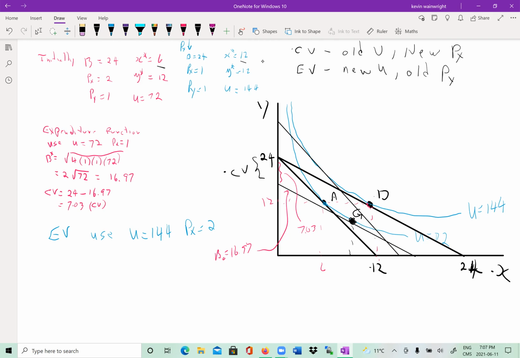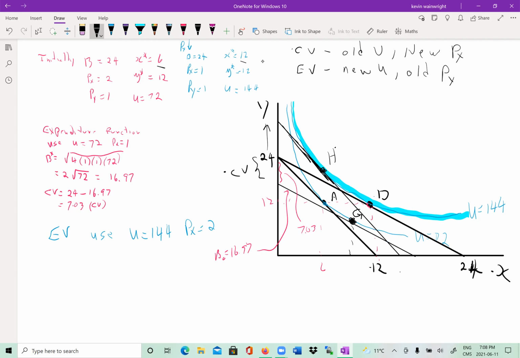So I'll go to point H. So EV is to increase your budget so that you're on the new indifference curve. So I'm on the new indifference curve, but at the higher old price of X. And that gives me point H.